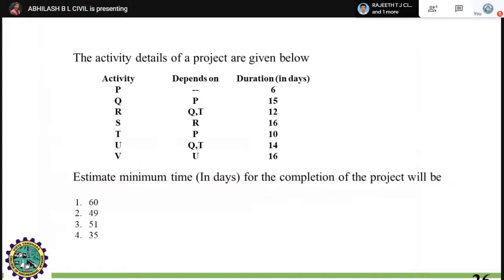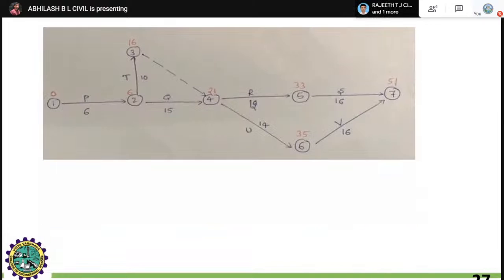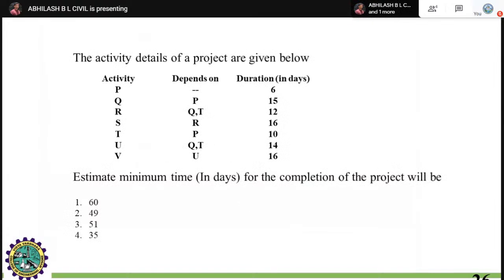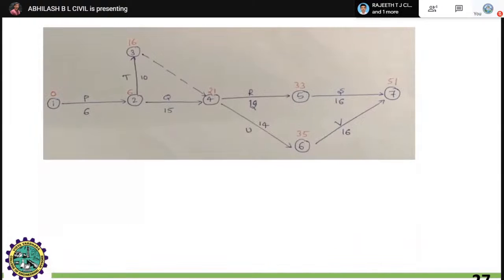Next comes U, depending on Q and T. Without completion of Q and T, you cannot complete that particular activity U, which is drawn in a diagonal manner, that is 14. Next is V, depending on U. Without completion of U, V cannot proceed. That is around 16 days, right? This is how you have to start drawing the network diagram.